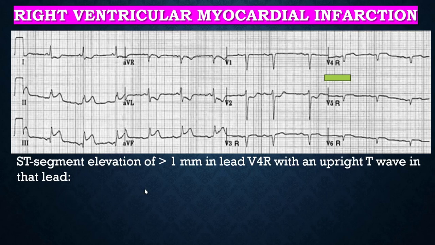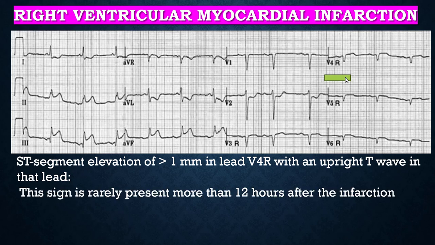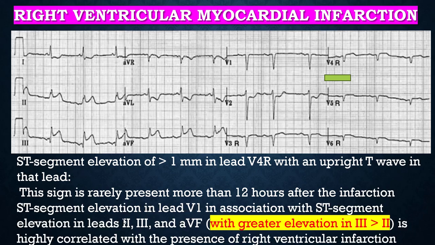Right ventricular myocardial infarction: ST segment elevation of more than 1 millimeter in lead V4R with an upright T wave in that lead. You can see that when there is right ventricular myocardial infarction, there is ST elevation of more than 1 millimeter and there is also an upright T wave in the same lead. This sign is present early, and disappears after 12 hours of the infarction.